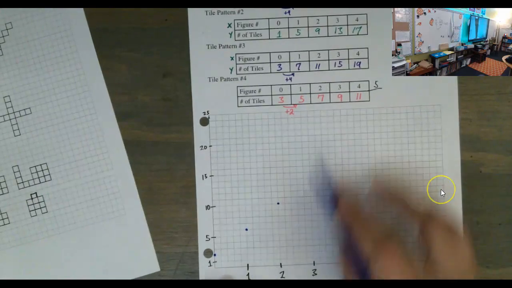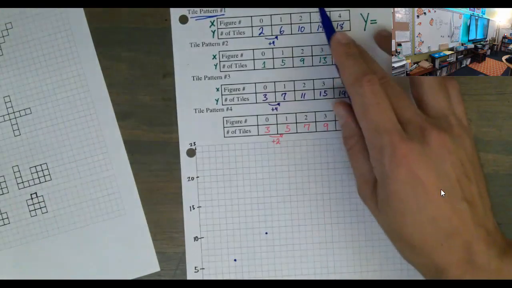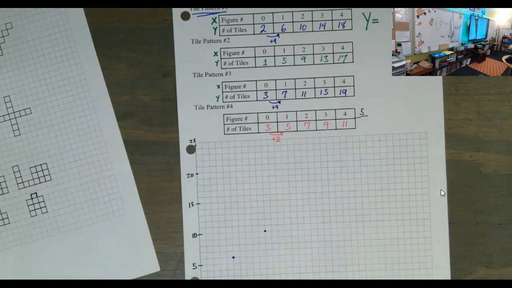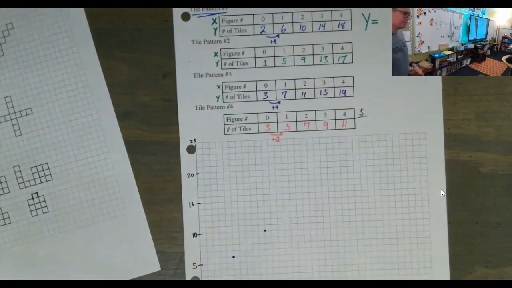And then, after you graph all of those points that we have, move on to tile pattern 2. I color-coded. You don't have to, but I think it might help you.